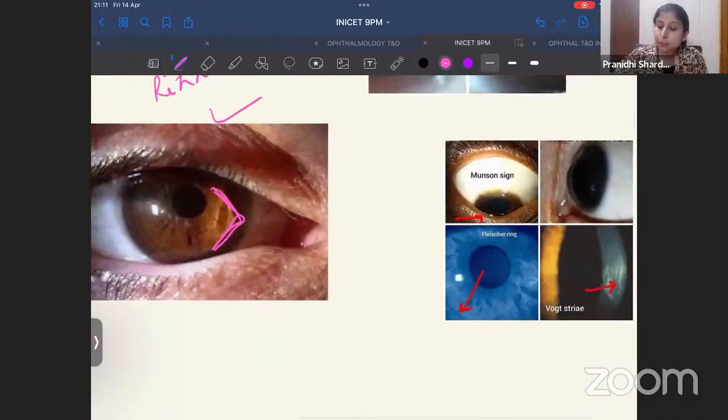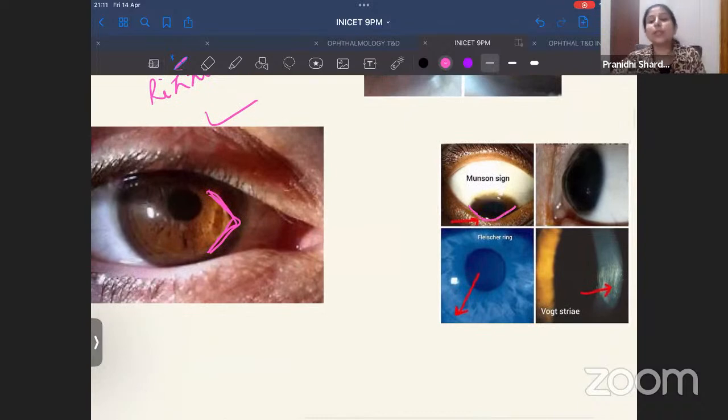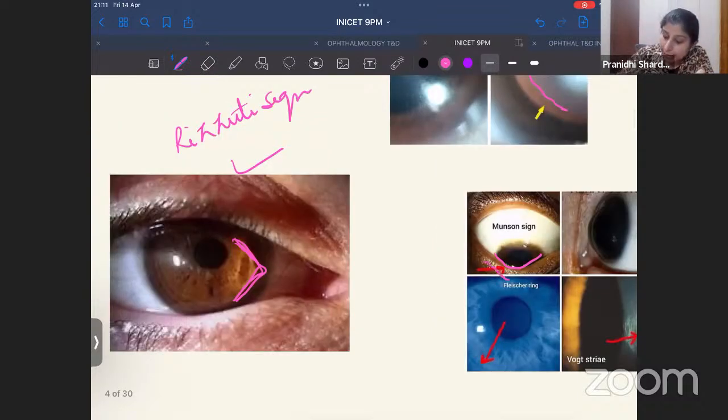Other signs include the Munson sign. We know that in keratoconus the cornea assumes a conical shape. So whenever the patient looks down, there is a conical projection of the lower eyelid due to the conical projection of the cornea. So Munson sign is the corneal projection of the eyelid.